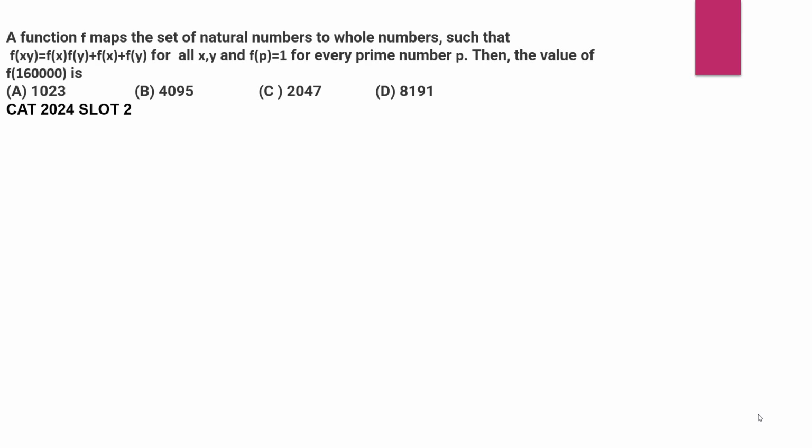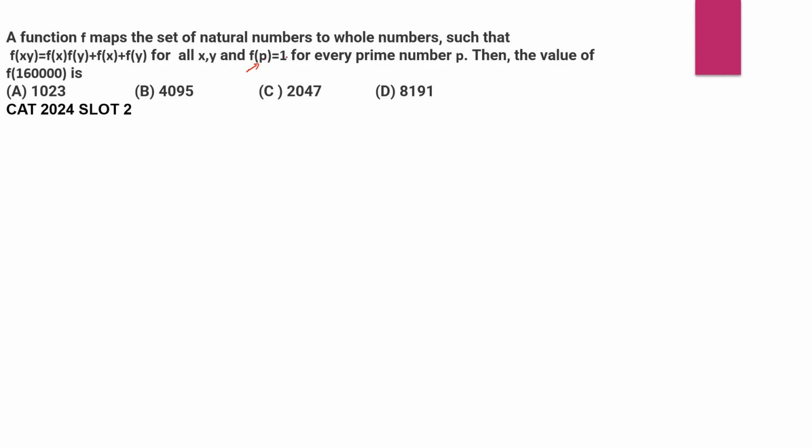It's a question based on functions. Fine. What's given here? The function f maps the set of all natural numbers to whole numbers such that f of x into y is f(x) into f(y) plus f(x) plus f(y) for all x and y. And f(p) is equal to 1 for every prime number p. What does it mean? If your input is prime, then the output will always be 1. It does not matter the value. It should be prime only.